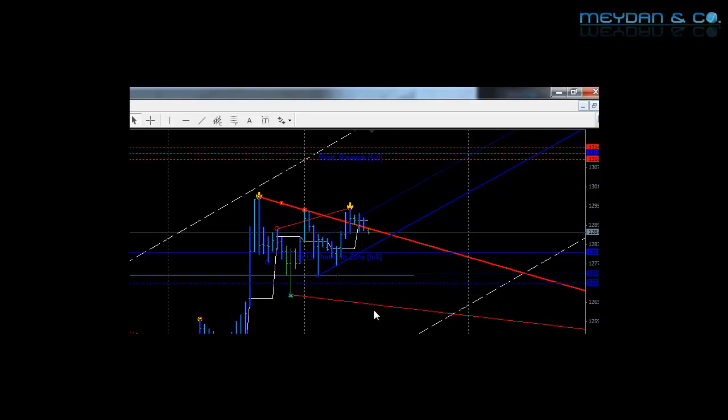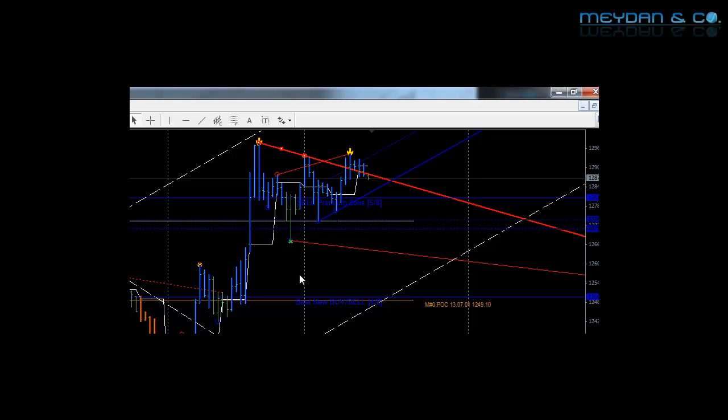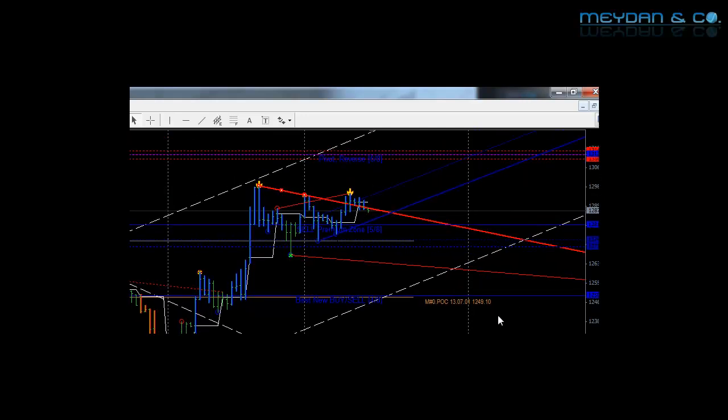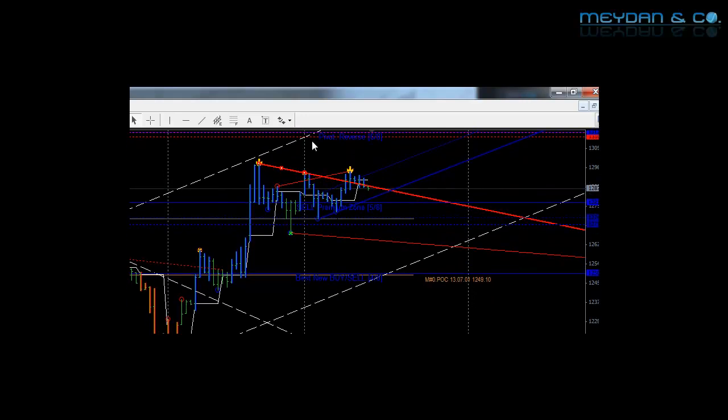For me, the gold is just at the moment not quite clear. It's in the middle of the channel, and because it's in the middle of the channel, it's going to get choppy, and we just don't want to be in that choppy area. Alright, so I hope that helps. Stick to the currencies today.